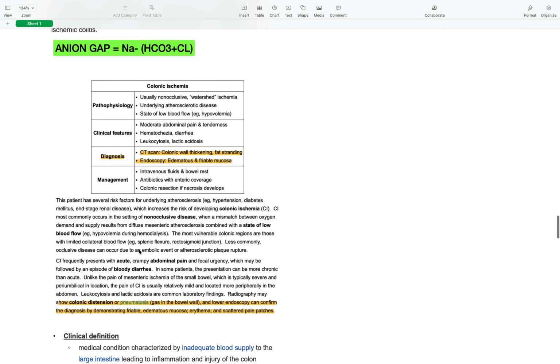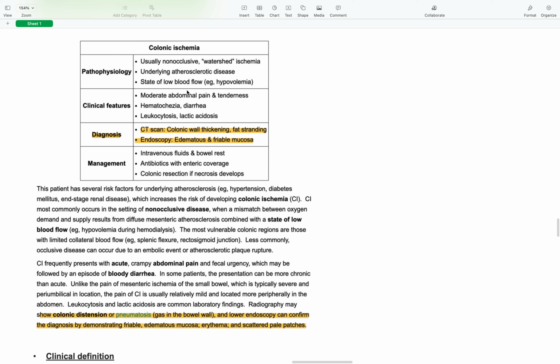Okay, so colonic ischemia is due to non-occlusive ischemia. That causes ischemia, especially in the watershed regions. We will talk about this in detail. Other causes may be atherosclerotic diseases, states of low blood flow like hypovolemia. Okay, so clinical features: moderate abdominal pain and tenderness, hematochezia and diarrhea, leukocytosis, lactic acidosis. So this patient had hematochezia, abdominal pain, leukocytosis, and lactic acidosis as well.